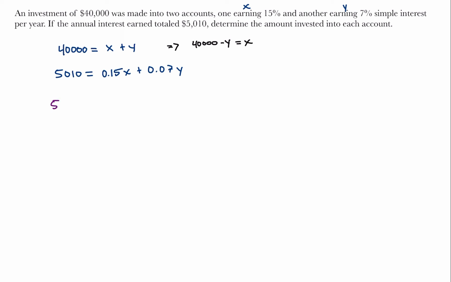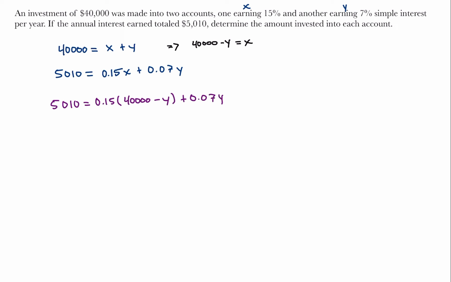So I'll rewrite it. 5,010 is equal to 0.15 times X, but instead of X, I'm going to say what X is equal to. So 40,000 minus Y. Rewrite that. And then I've still got my plus 0.07Y.